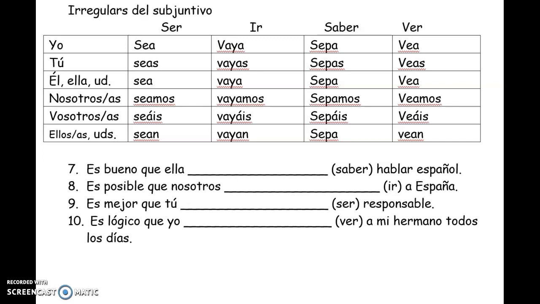So practicing those again. Here's some of our es blank que expressions. Es bueno que, here's my que. Es posible que. Es mejor que. Es lógico que. All of those have a que, so I'm going to use the subjunctive of this verb. It's irregular. For ella, I'm going to use sepa. It's good that she understands Spanish.